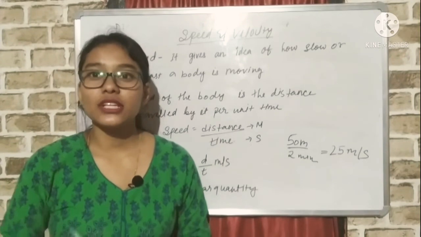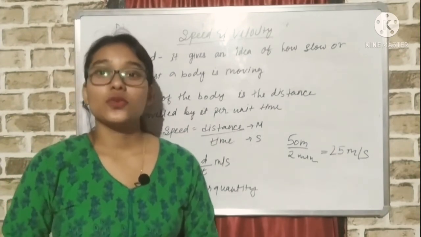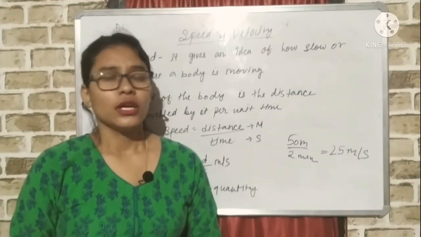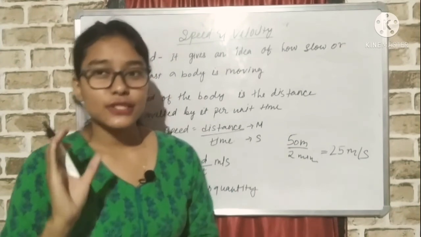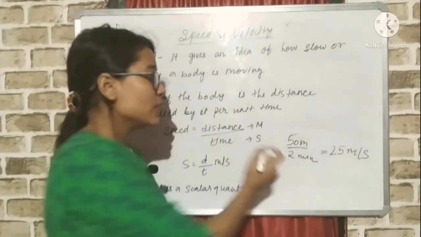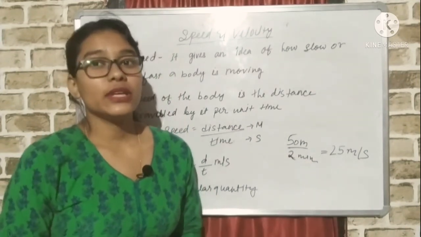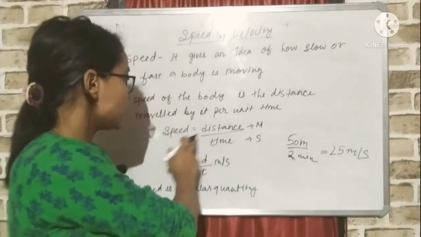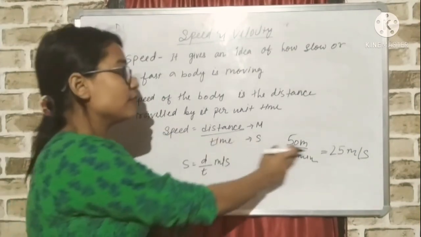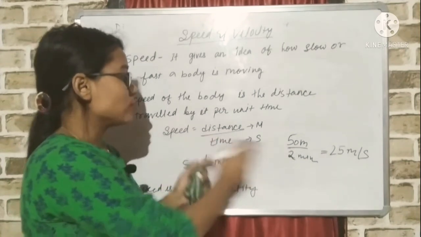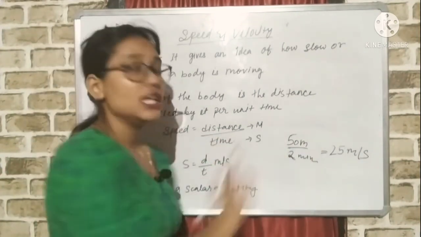Suppose you want to calculate your speed. How will you calculate? You see, what happened? Suppose you are running a race. Okay. So if you run 50 meters and by taking a stopwatch, you found that you ran 50 meters within 2 minutes. So, what will be the speed of your body? Speed equals distance by time. The distance you travel. So, how much did you travel? 50 meters. In what time? 2 minutes. So, the speed of your body will be 25 meter per second.